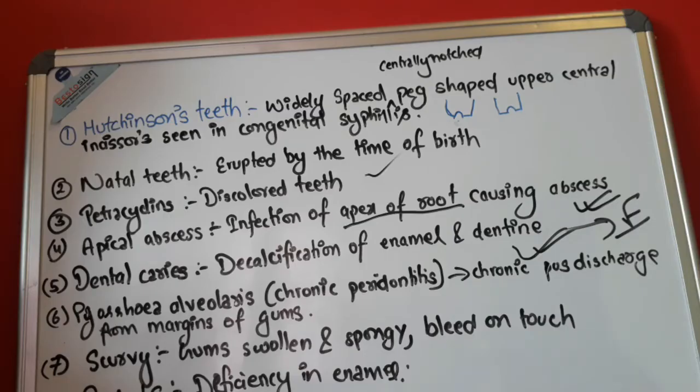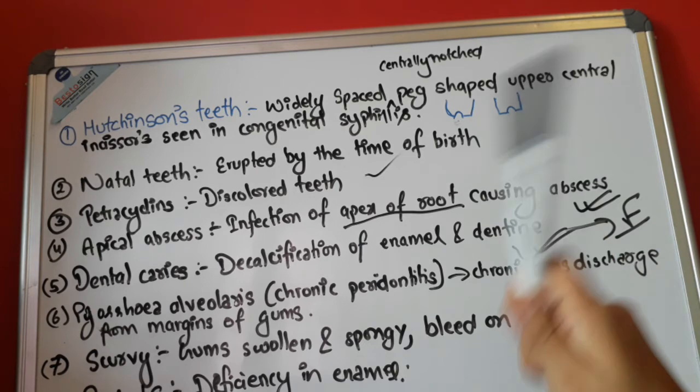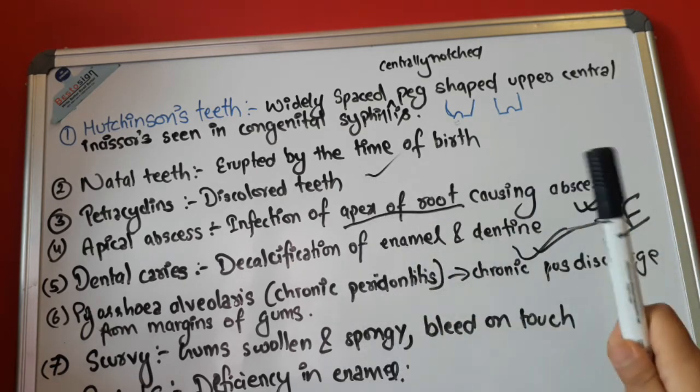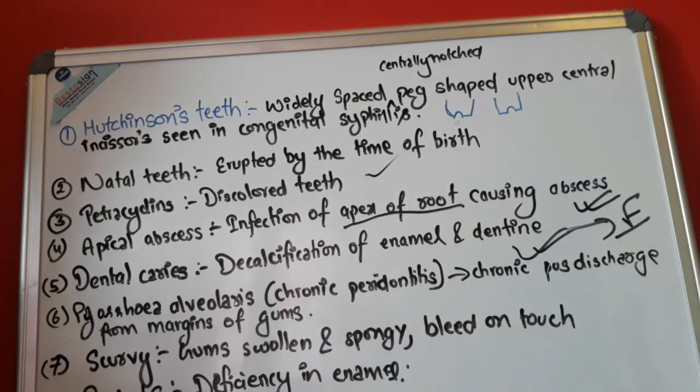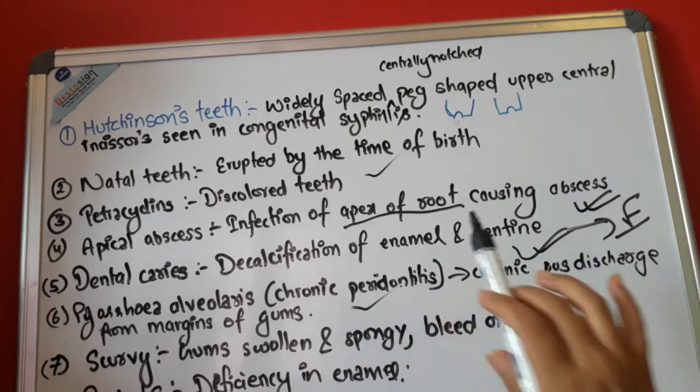Now the next one is the pyorrhea alveolaris, that is chronic periodontitis. When a little amount of infection is there, it's known as apical abscess. But if there is chronic pus discharge from the margins of the gums, in a very large amount, it is known as pyorrhea alveolaris.